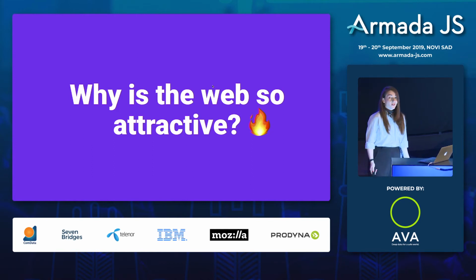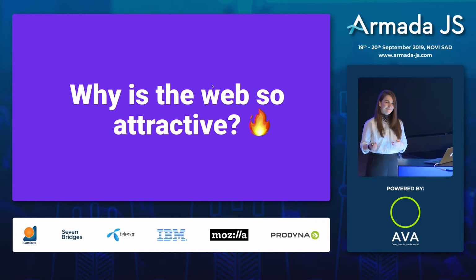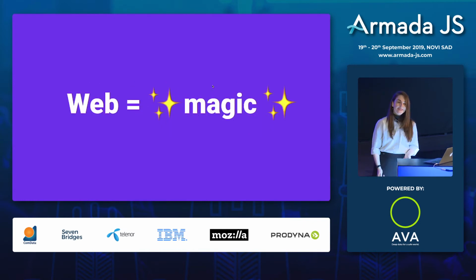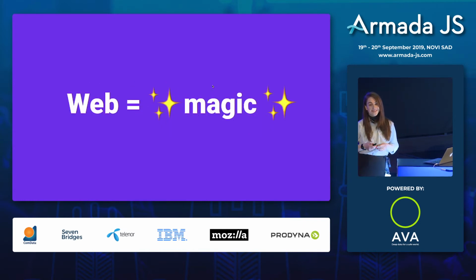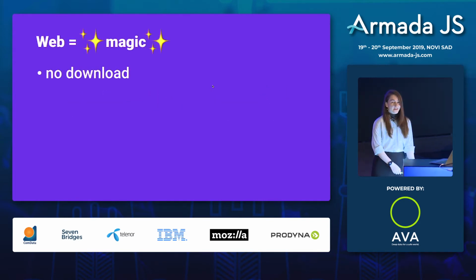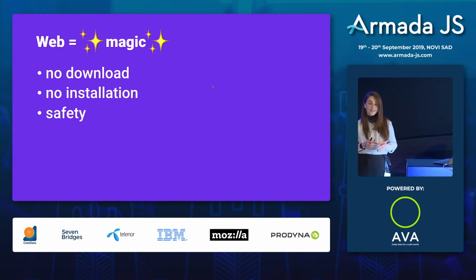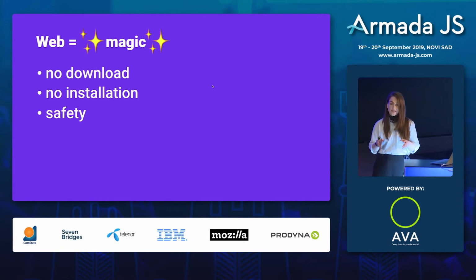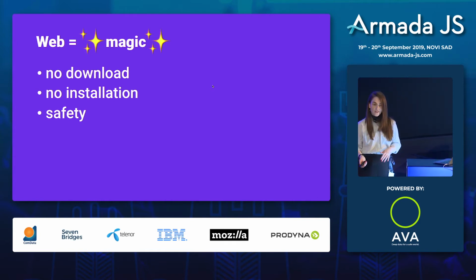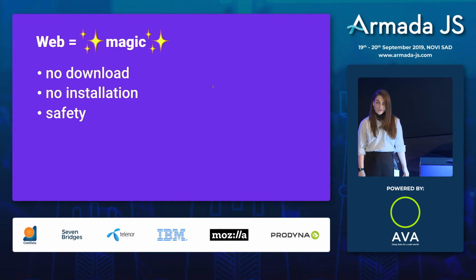But why would we want all of these things on the web? Why is the web so attractive? And I personally think that the beauty of the web is that it's kind of like magic. It just works everywhere. There's no download, there's no installation, and it's got safety built in. Browsers have the sandbox, which keeps the code running in the browser from messing with your file system. You never think twice before you visit a website, but you wouldn't just download a random binary and install it on your computer.